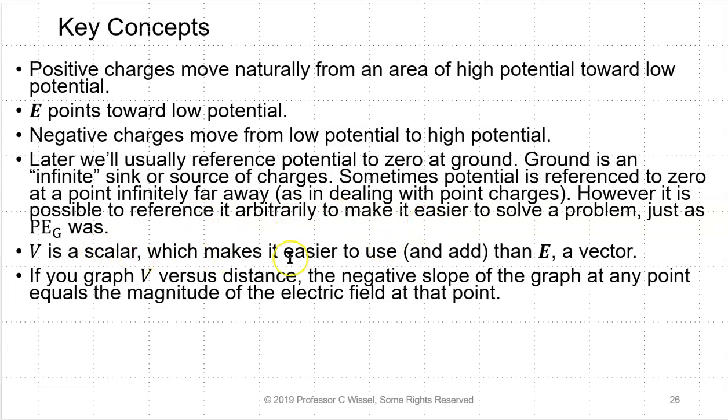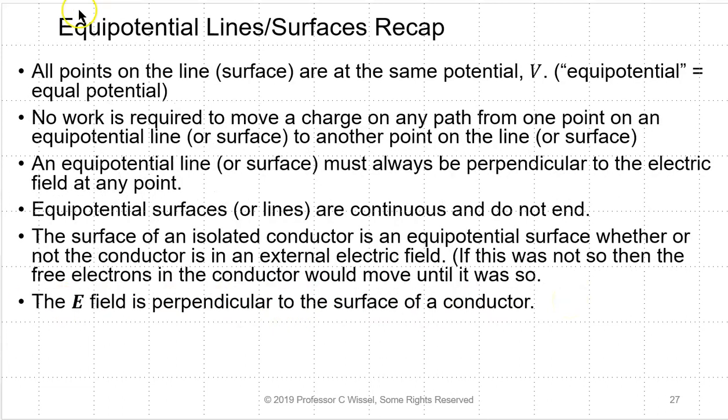V is a scalar, which makes it easier to use and add than E, which is a vector, so always use V, the potential, instead of electric field if you can. If you graph V versus distance, the negative slope of the graph at any point equals the magnitude of the electric field at that point. Okay, so equipotential surfaces and lines recap.